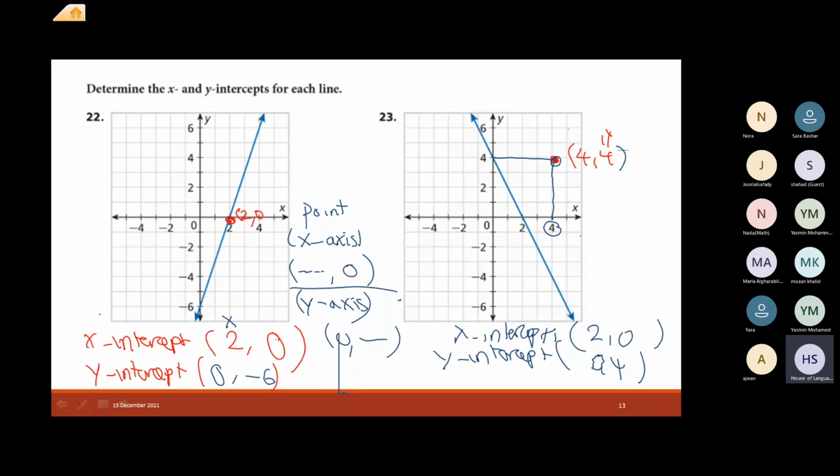Now you have to differentiate. X intercept cuts what? The x-axis. Y intercept cuts the y-axis. If it is on the x-axis, y is what? 0. If it is on the y-axis, x is what? 0. Fine.